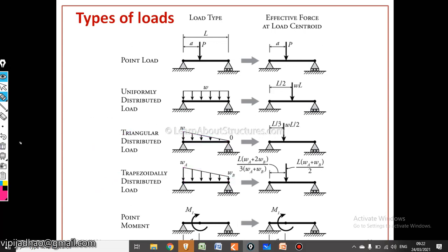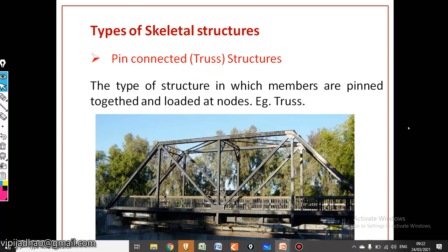Whereas another type of load or force is a moment. You can consider if we are applying some couple here like this, then some clockwise moment will be developed here. All these points are already covered in your strength of materials or engineering mechanics or BTS.